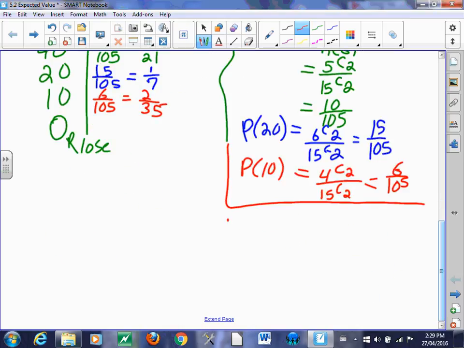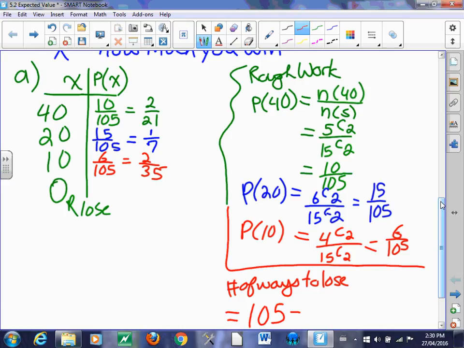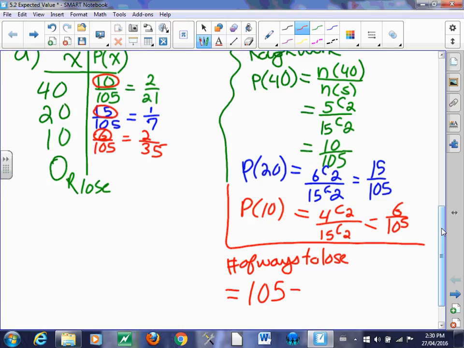Okay? So, number of ways to lose. Well, it equals our total, which is 105 different ways, and we're going to subtract the number of ways you can win. So I'm just going to go back here, and I'm going to take these and subtract these. That's why I put them in here, okay? So I'm going to take our total, subtract the ways that you can win.